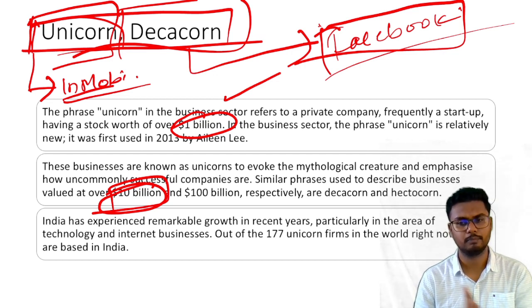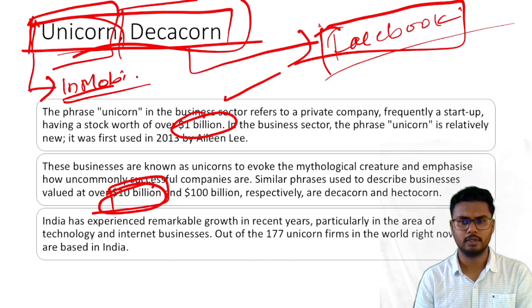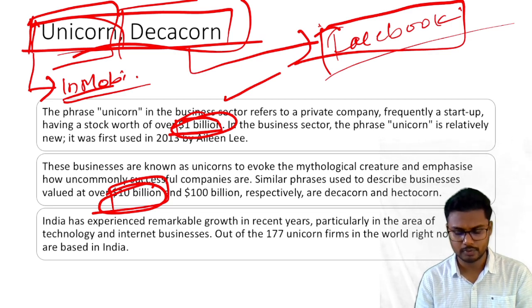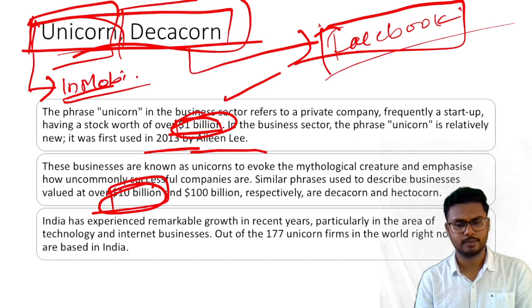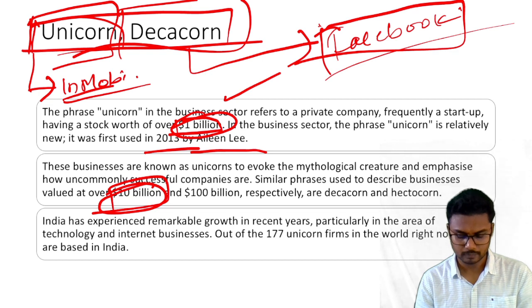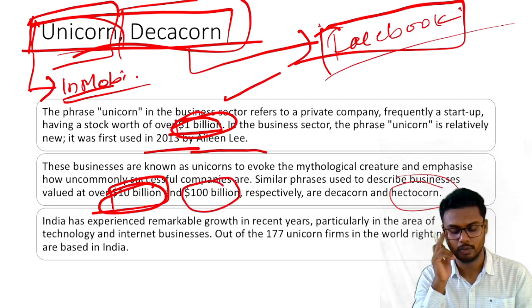So basically, the phrase unicorn in business refers to a private company, frequently or mostly startups, having a valuation of over $1 billion, not rupees, $1 billion. In the business sector, the phrase unicorn is relatively new. It was first used in 2013 by Aileen Lee. Next we have Decacorn, which are businesses valued over $10 billion. Likewise we have something called Hectocorn for those businesses valued over $100 billion.